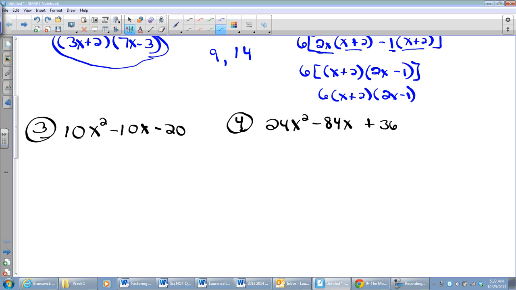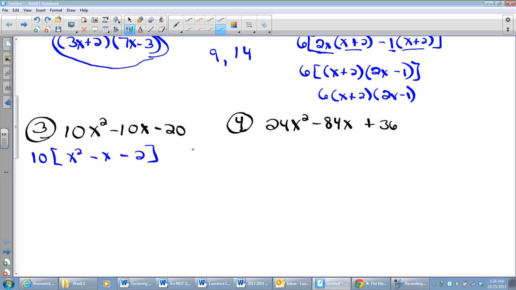Look at problem number 3. 10x squared minus 10x minus 20. I see a GCF. It's 10. I'm going to pull it out. Okay, I'll be left with x squared minus x minus 2. A lot easier to work with this than it is to work with that.